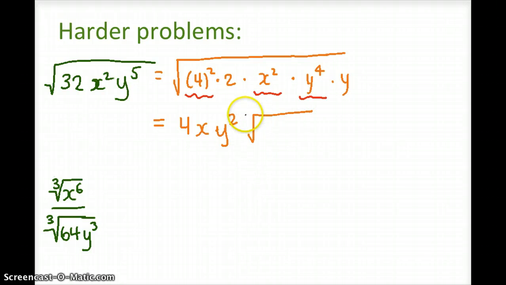Then we're left with all the numbers that are still left inside this radical, which are 2 and then y. So the answer is 4x y squared times the square root of 2y. And this is the simplest form because we can't simplify root 2y any further.